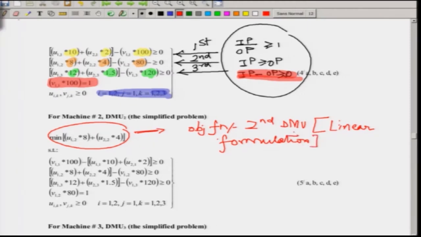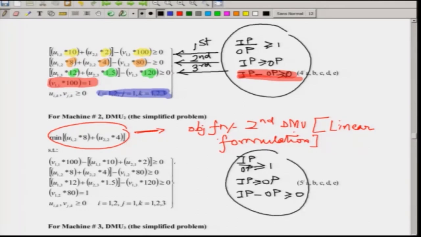And here the constraints for the first three were input by output being greater than 1, input greater than output, input minus output greater than 0. So, I have converted that accordingly. These are being utilized for the first, the second and the third.